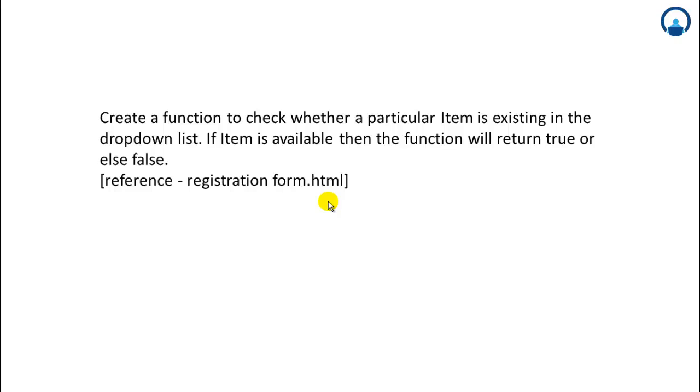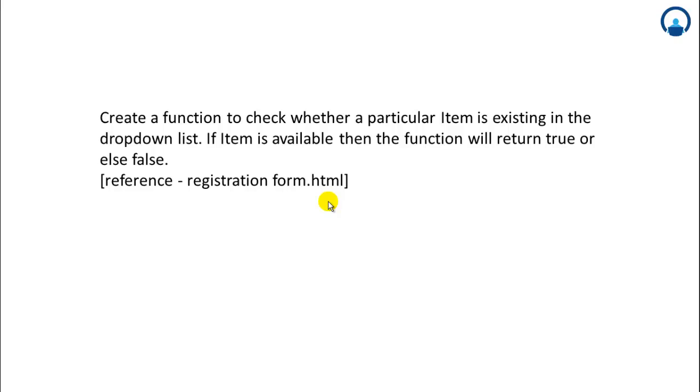Okay, so for this we need a reference file, that is registration form.html. This will be distributed to you so that you can practice at your end as well. You just have to open that HTML as the application. It's a sample application which shows basic registration. So what we have to do is create a function to check whether a particular item is existing in the drop down list.